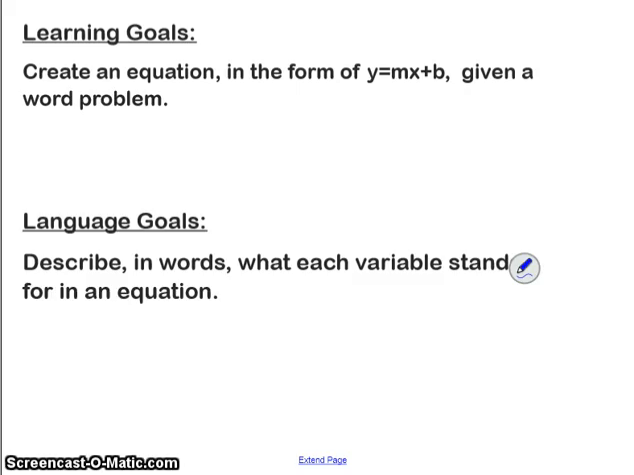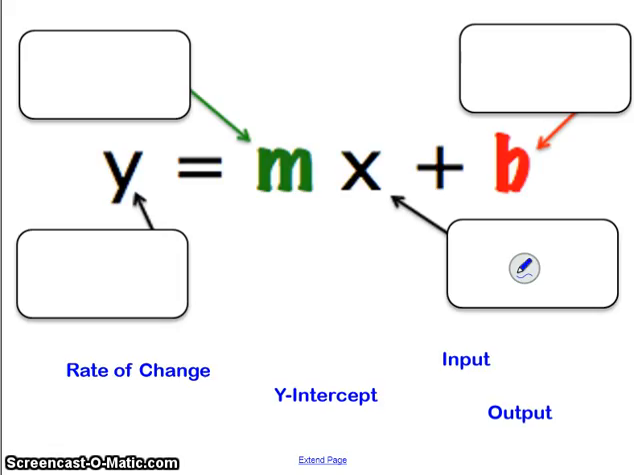Your learning goal states create an equation in the form of y is equal to mx plus b given a word problem. So we're going to be dealing with some word problems and we're going to create those equations that go along with it. Your language goal, describe in words what each variable stands for in an equation.